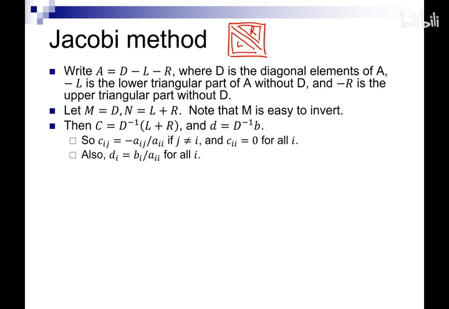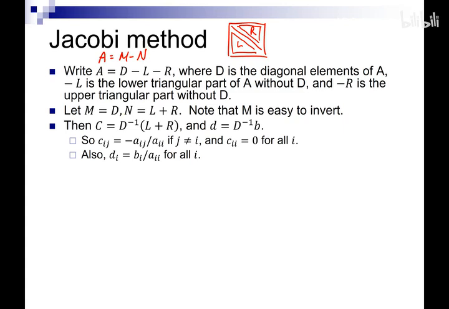Let's call that R. Then negative L is going to be the lower triangular part of A. So we're going to take away D, and then the lower triangular part is going to be negative L. And then the upper triangular part is going to be negative R. Now we're going to set M to be just the diagonal elements, D, and for N, we're going to set that equal to L plus R. So in that case, we have A equals M minus N.